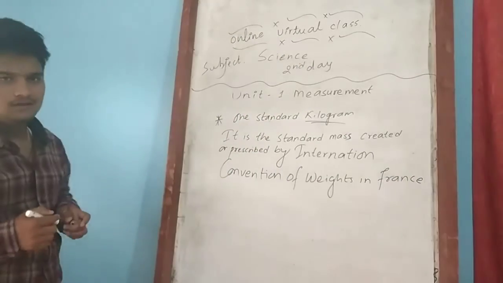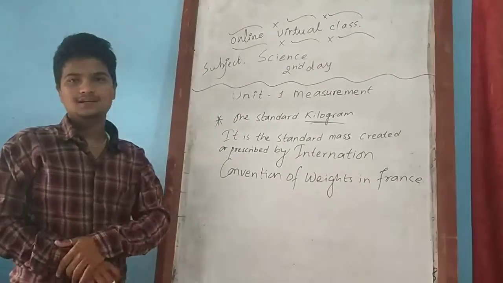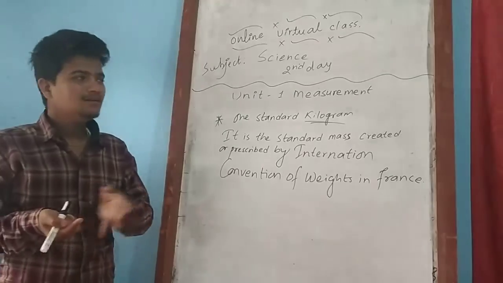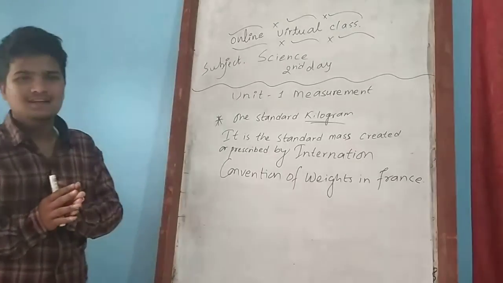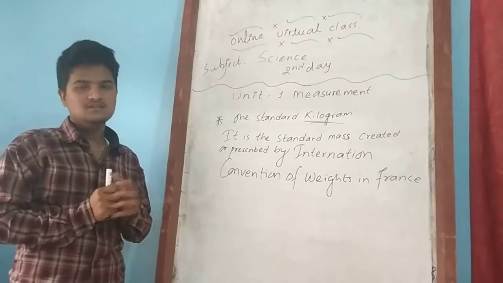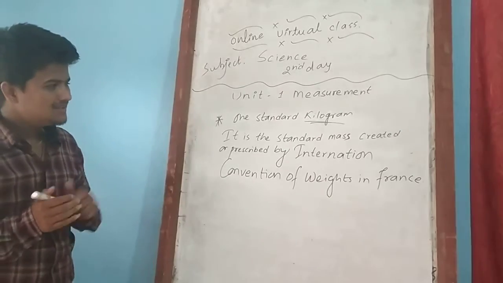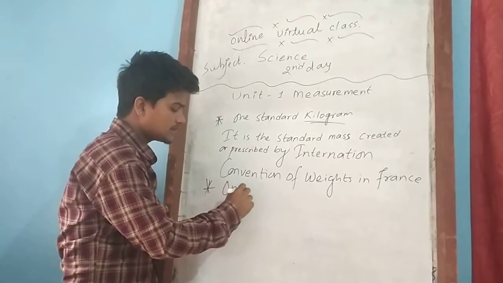Similarly, another question can be asked: what is 1 standard time, 1 standard second, and 1 standard meter? It means the SI units that were prescribed by the International Convention of Weights in France in 1779. And the next topic is what is 1 standard second?